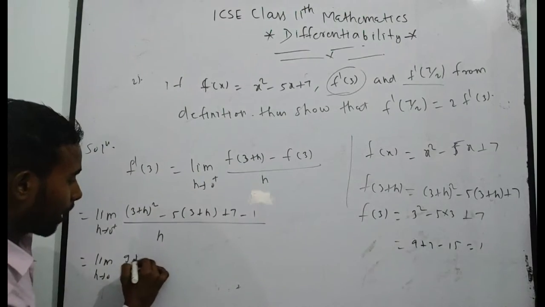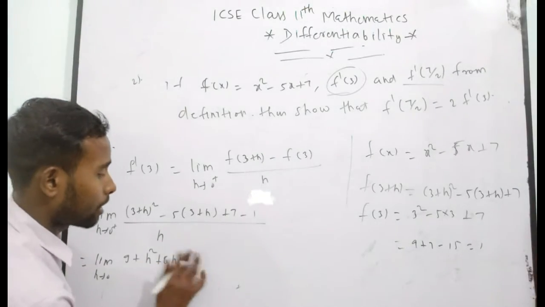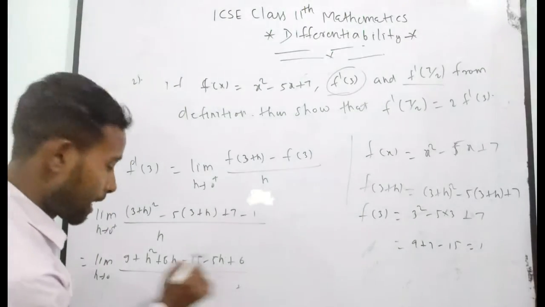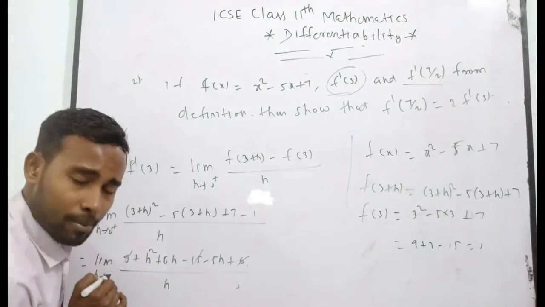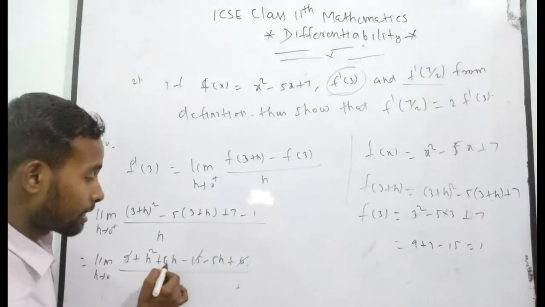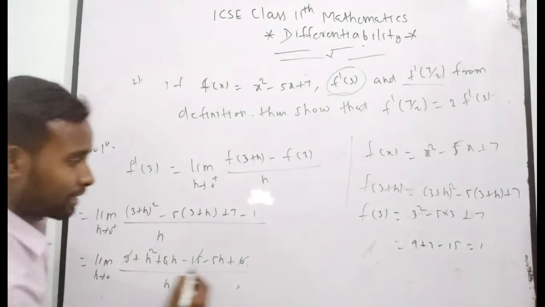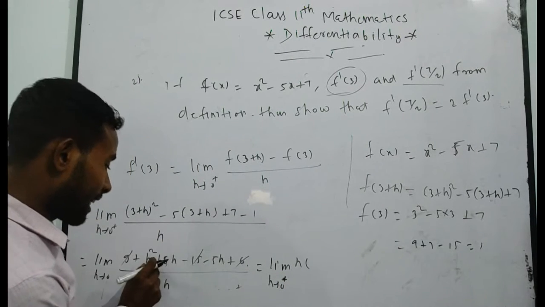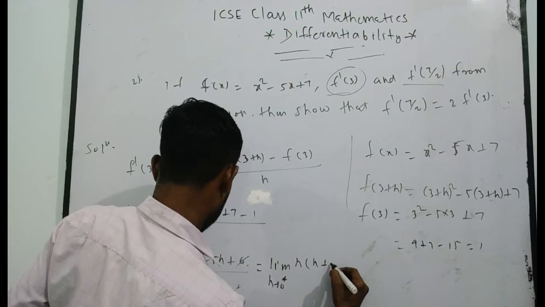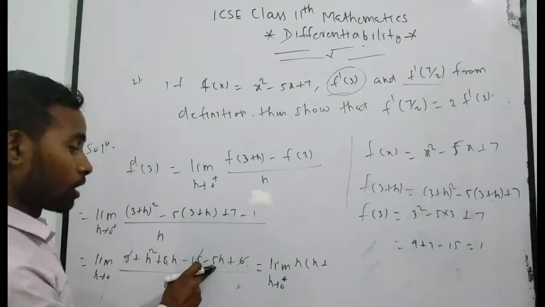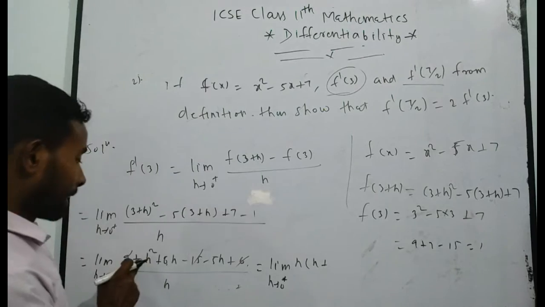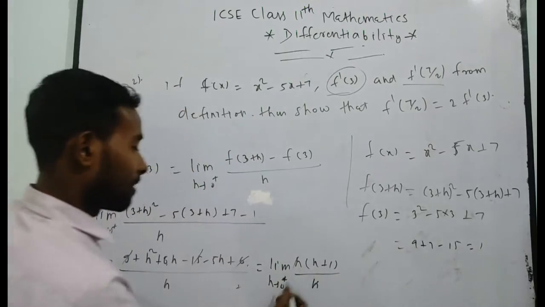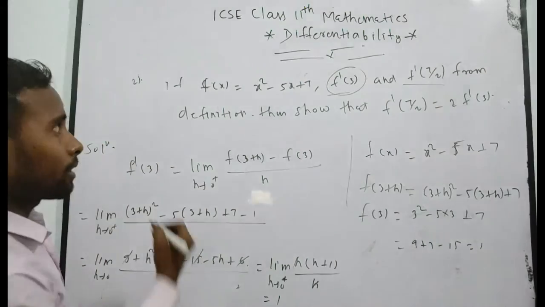Can you write here a square plus b square plus 2ab, minus 15 minus 5h plus 6, divided by h. Now here you get 9 plus 6, 15. Diminish this 15, and here you get h square plus 6h minus 5h, that will be h. So I want to write it, limit h tends to 0 from the right hand side. I want to take h common, and thereafter you get h times (h plus 1) divided by h. h and h cancel. Finally, you get 1.